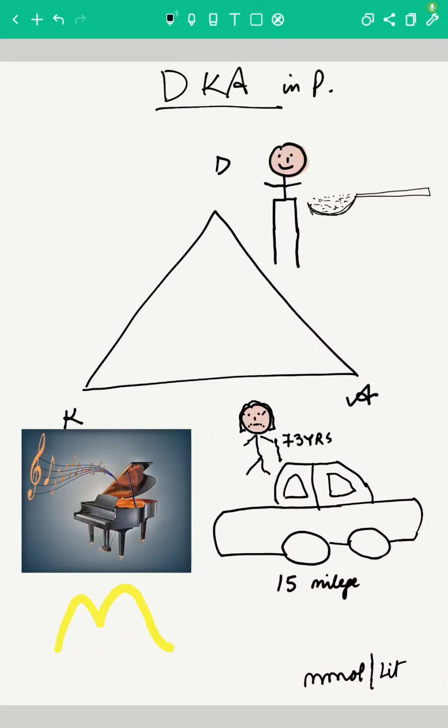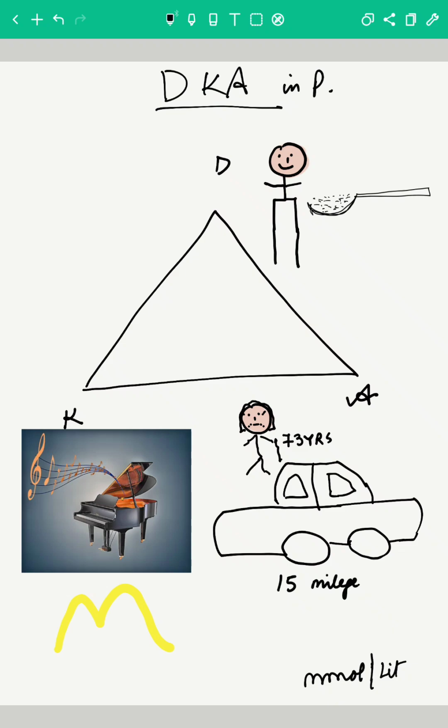Talk about diabetic ketoacidosis in pregnancy. Now, this is an important topic which anybody can come across during clinical practice as well as in exams, and it's very easy to remember because it has got only three components which determine the diagnosis of DKA in pregnancy.